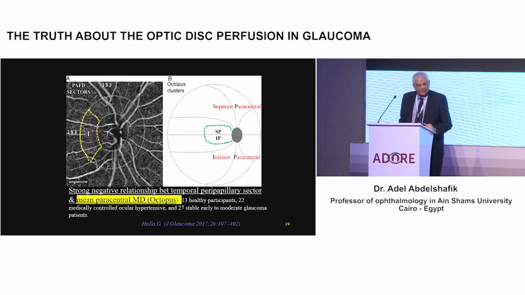This study was done by Holon, published 2017. He compared the peripapillary area, the temporal area, with the field changes in the paracentral area, and he found that there is a good correlation between the less vasculature and the field changes in the central area.